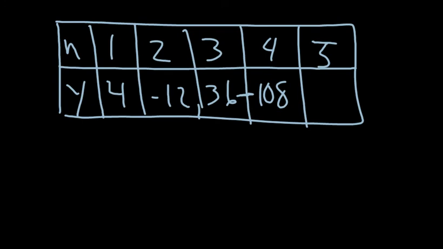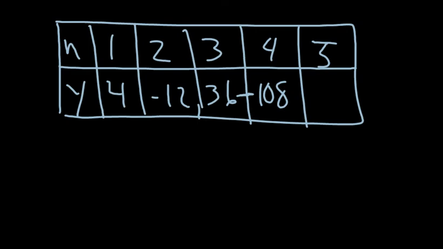Okay, here's another sequence. Remember, the top thing is just saying the first term, the second term, the third term. We're concentrating on these numbers here. How can I get from 4 to negative 12? And how can I get from negative 12 to 36? How can I get from 36 to negative 108? That's what we're trying to figure out.